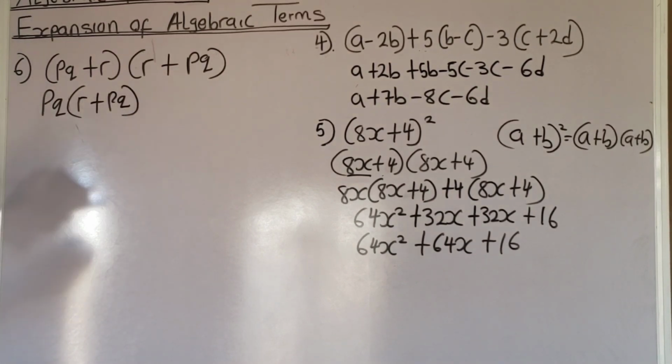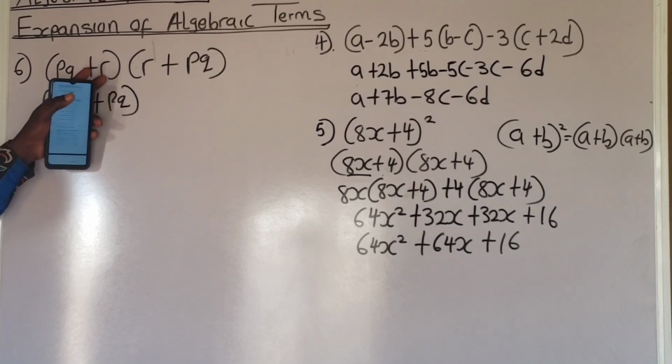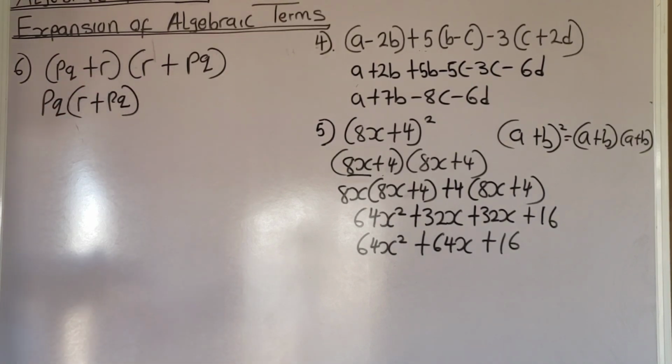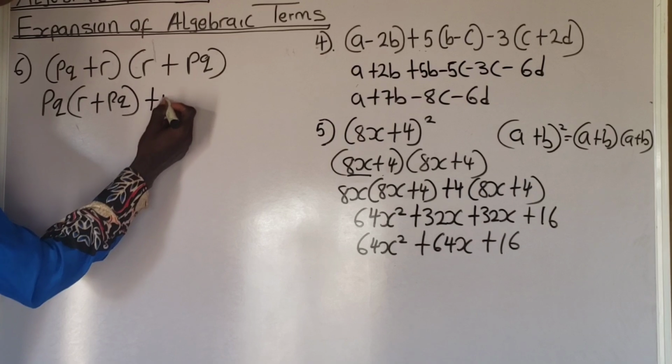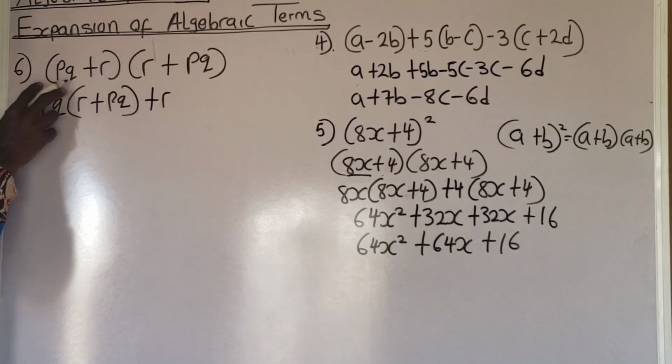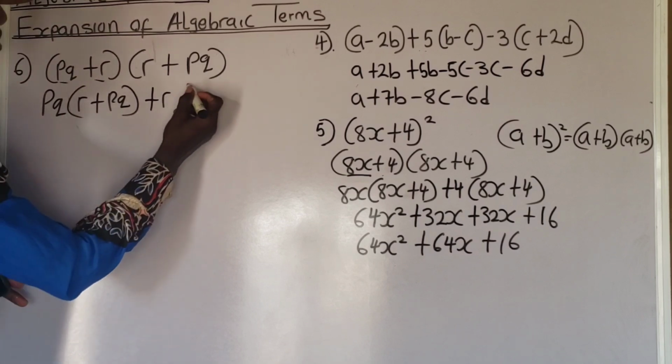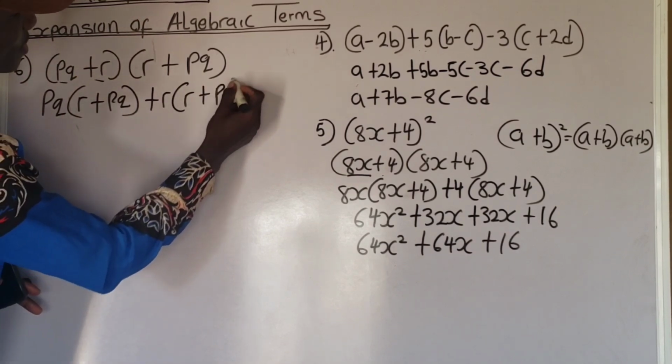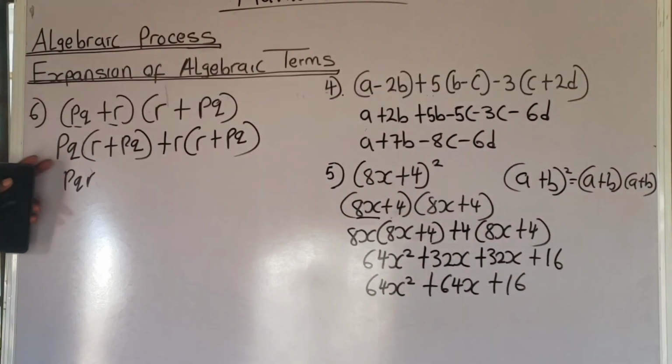Now I'm going to take the second term in the first bracket to multiply all the terms in the second bracket. So I'm going to have plus r, because that is the second term in the first bracket. This is the first term, this is the second term. So I'm going to have r + pq. Now, pq multiplied by r gives me pqr.